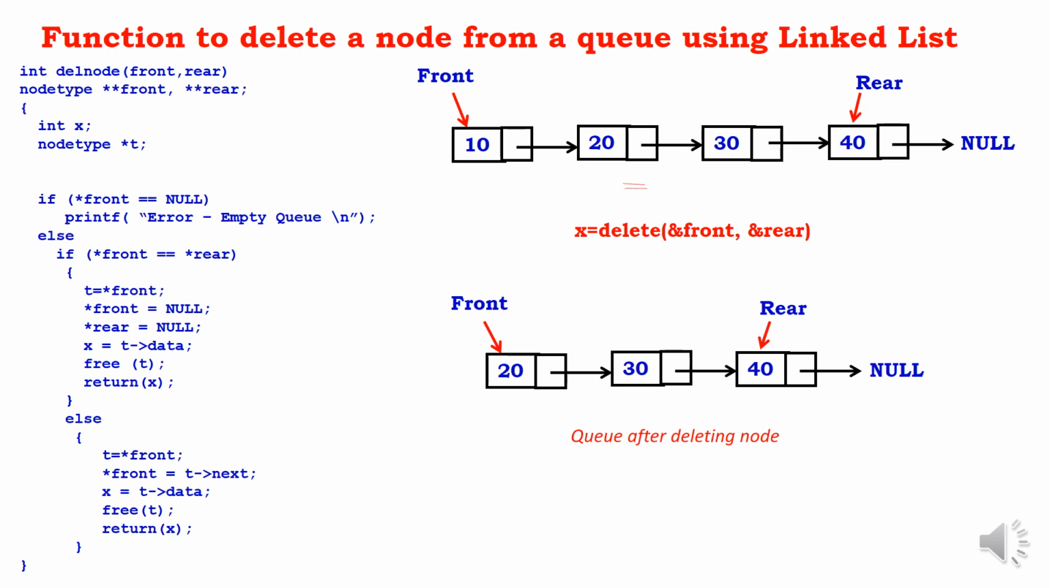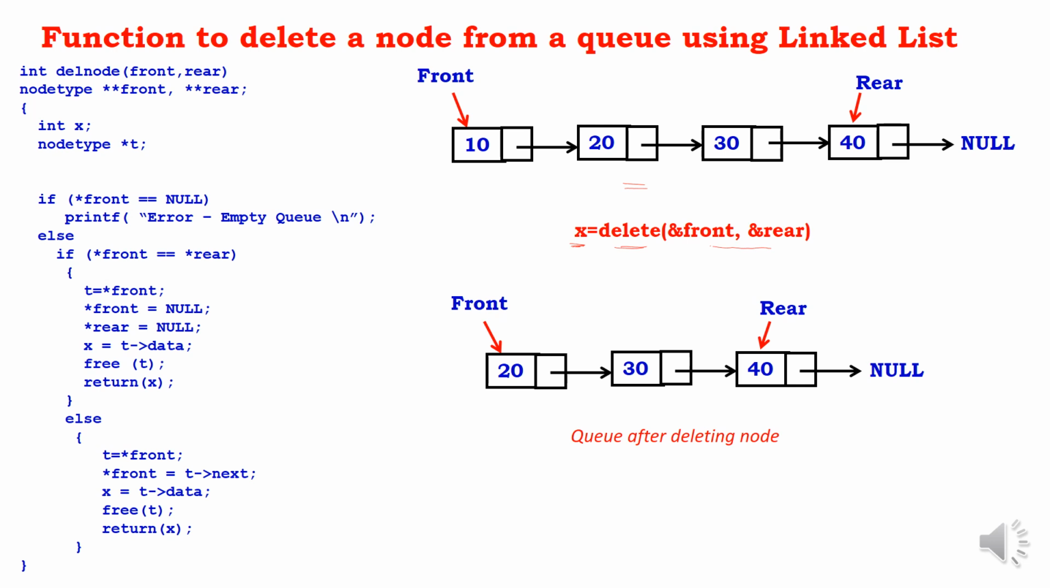So how do we delete a node using a function? Let me explain. We call the delete function: x is equal to delete(front, rear). We are passing front and rear, which means we are passing a queue to the function delete. This delete function deletes the front node, adjusts front to the next node, and returns the value of the deleted node to x. So the first node is 10 with information 10, and 10 will be placed in x.